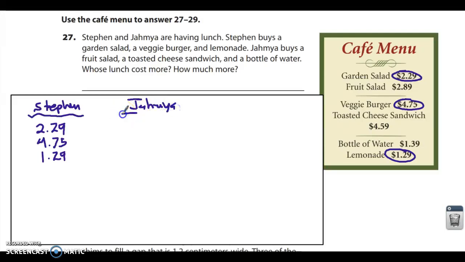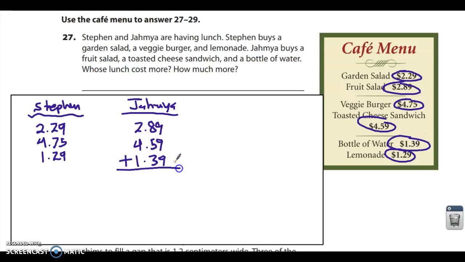Jemiah ordered a fruit salad, which is $2.89. A toasted cheese sandwich, which is $4.59. And a bottle of water, which is $1.39. And we're going to add up both of these. We're going to get different answers, and then we're going to find the difference.